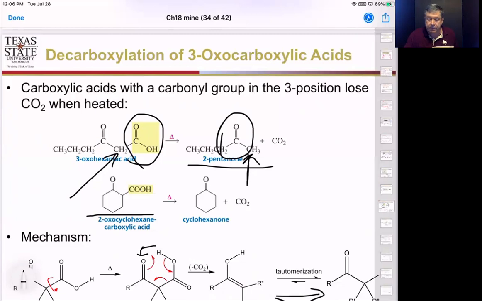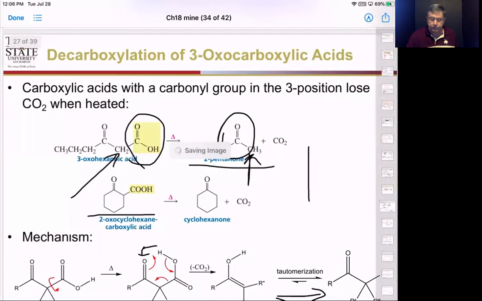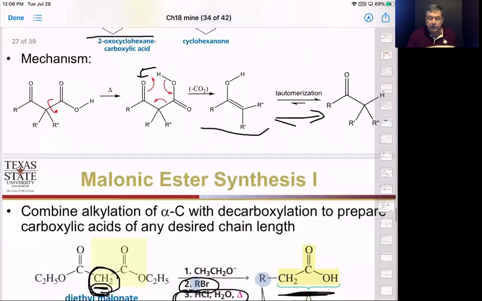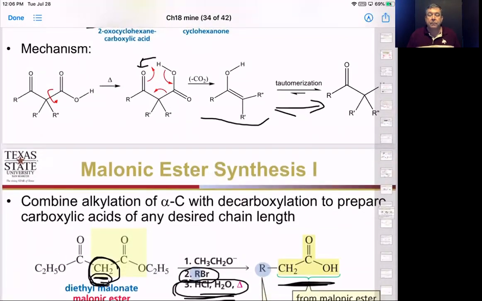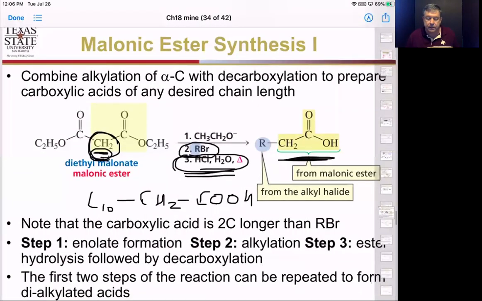And the key step in that decarbonylation is the ability to form this 6-membered transition state, okay? So that brings us up to where we finished yesterday with this malonic ester synthesis.